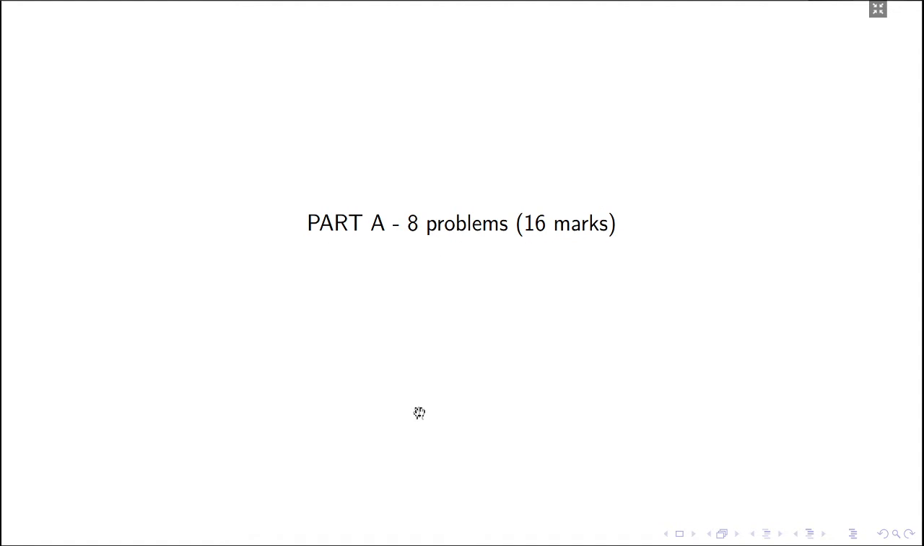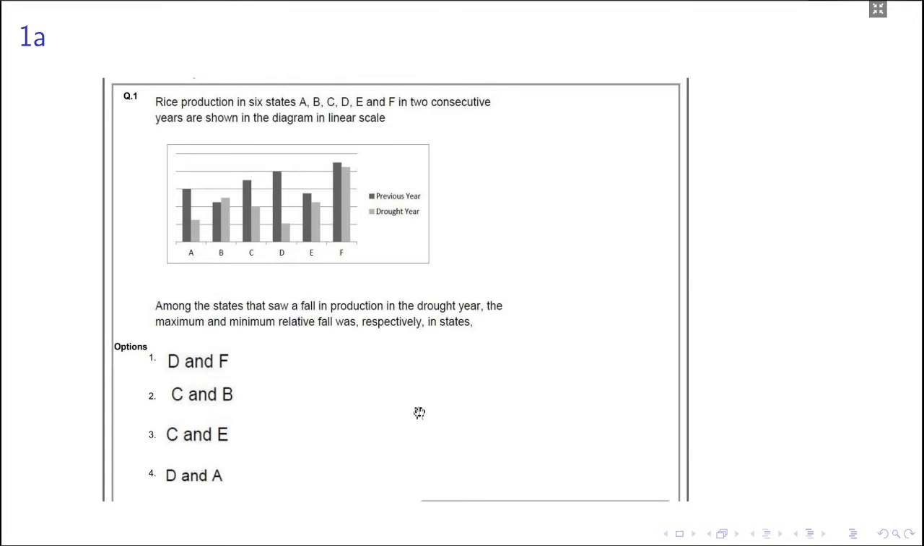We will start with part A. There are 8 problems, 16 marks. This is the first one. It's asking for the maximum and minimum relative fall. Maximum fall is of course this one, and minimum relative fall, maybe this, we are not sure, but since it's a relative fall, it has to be divided by the length. So of course that will make this one smallest. So the answer is D and F.